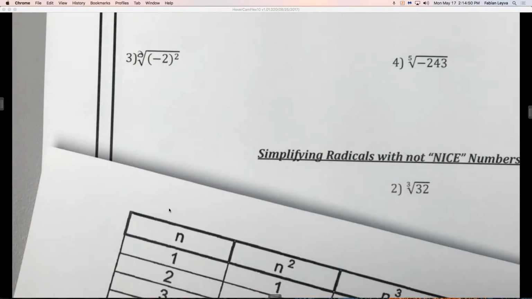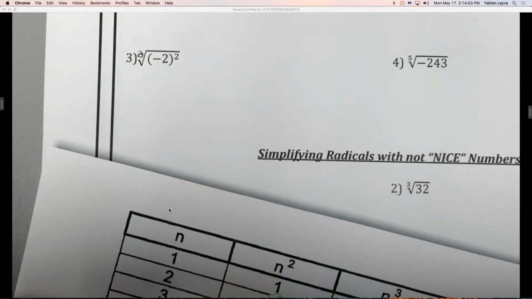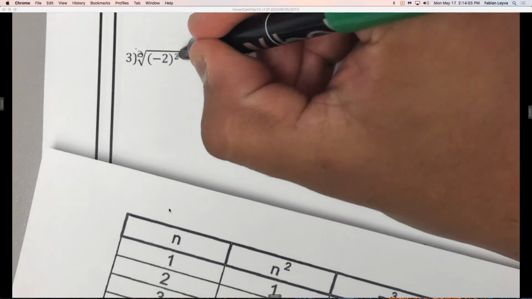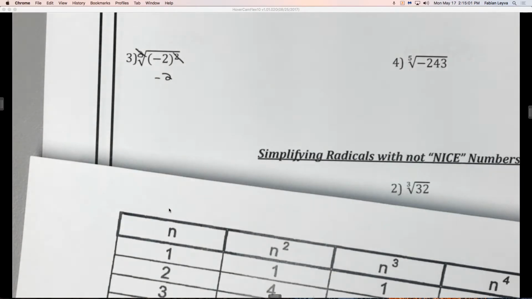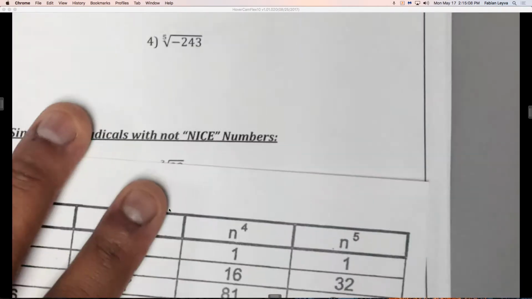Now, this problem is just to pretty much remind you, what does the square root and the square do? They are what? Opposites of each other. They're inverses. So notice here in this problem, these two would technically cancel out, and you'd be left with a negative 2. All right, very next one.